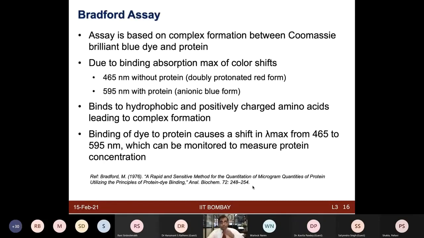So the Bradford assay is one of the commonly used methods. Again, given that all of you are at quite a senior level, I don't want to make it a basic course of my classes. So just to refresh you briefly here, but I'd like to show you more hands-on.